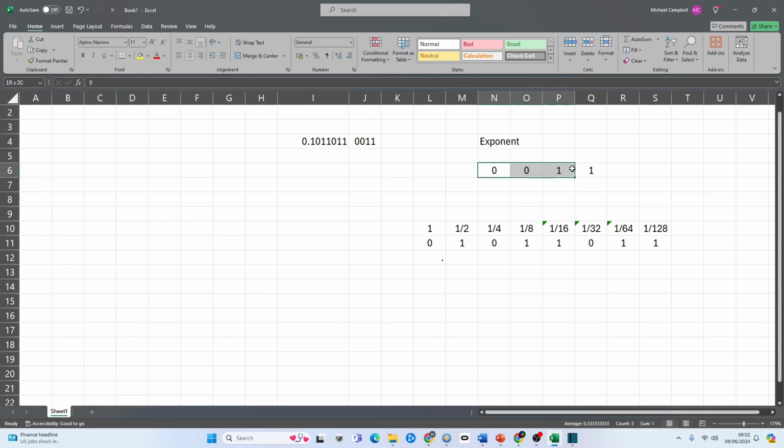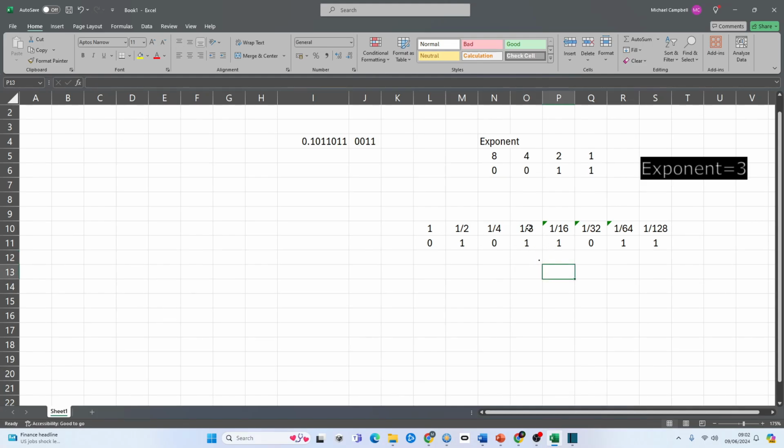But we've got this exponent, and this exponent adds up to 3. So we've got 1, 2, 4, 8, and it adds up to 3. So the exponent is 3. What that means is we need to move this 3 across to the right. So the decimal point moves 1, 2, 3. Now it's here.